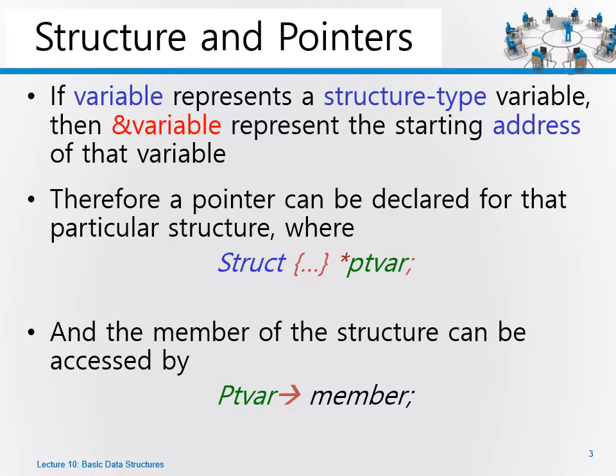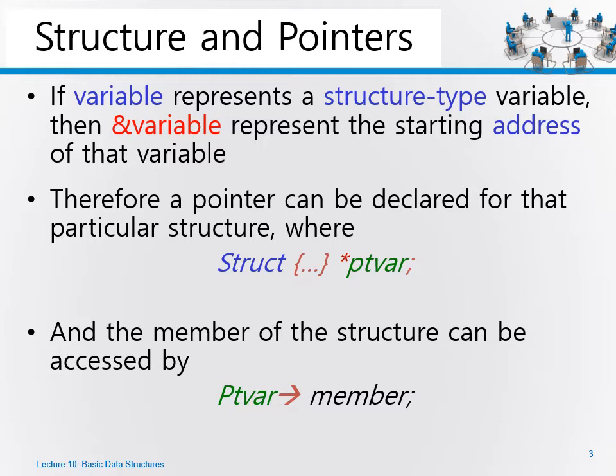Structure and pointer. Remember we have learned that a pointer is a variable which points to the address of another variable of any data type like integer, character, float, double, etc. Similarly, we can have a pointer to a structure as well, where a pointer variable can point to the address of a structure variable. Here is how we can declare a pointer to a structure variable.